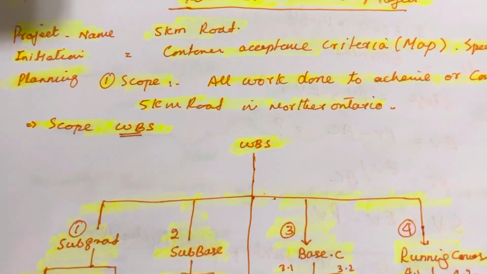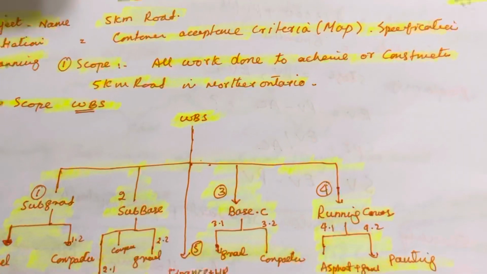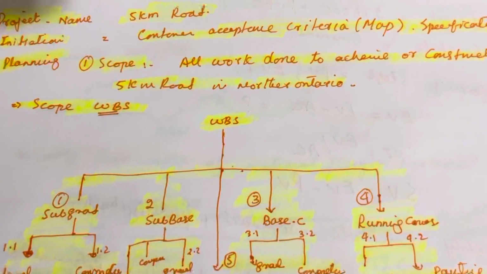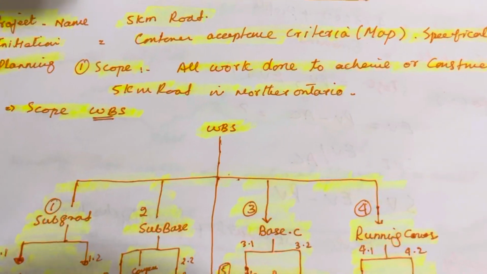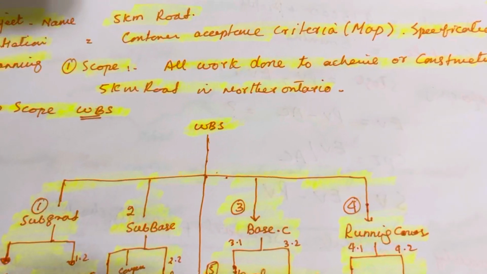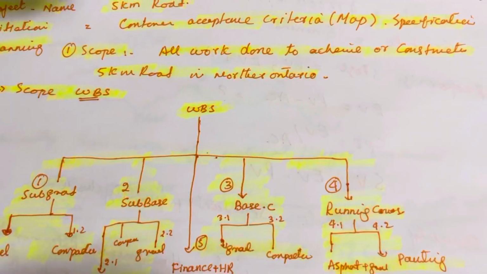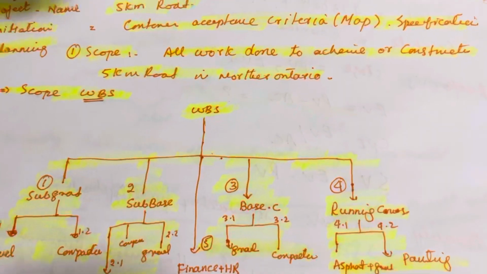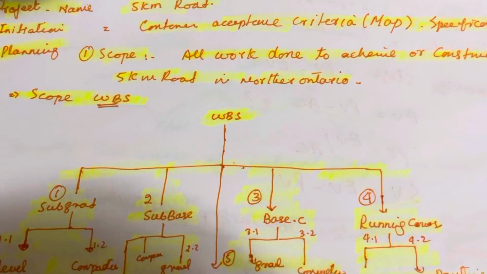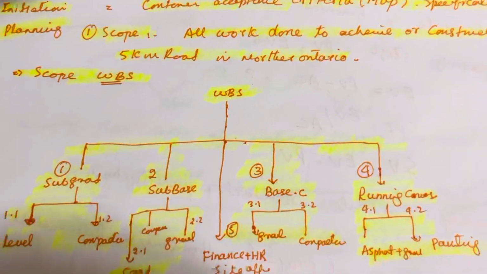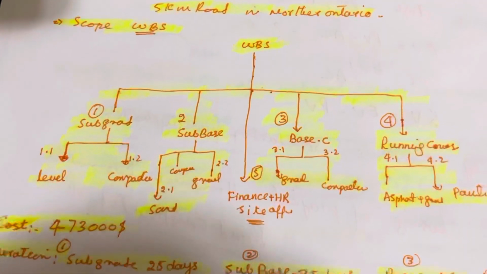Next step is planning. In planning, the first step is scope. Scope is the most common word I hear in project management. Actually, the scope is all the work done to achieve the project objective. In our case, it is all the work done to construct a 5 kilometer road in northern Ontario according to the acceptance criteria of the customer. So we start planning from scope, and then the work breakdown structure.